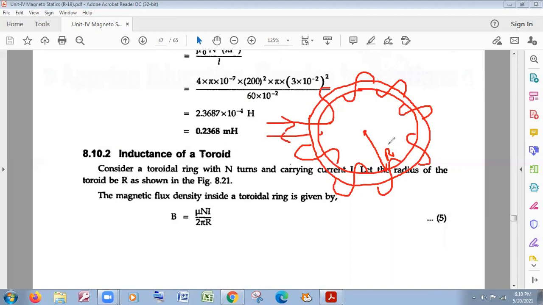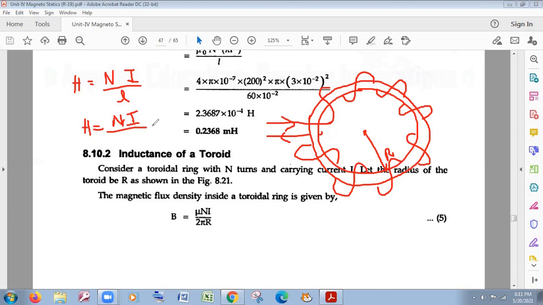Consider a toroid ring with N turns carrying current I. Let the radius of the toroid be capital R. The magnetic field H: previously, in the solenoid, H is equal to N I by L, where N is the number of turns, I is the current, and L is the length of the solenoid. Now, if I am taking it as a toroid, H is equal to N I by 2 pi R.